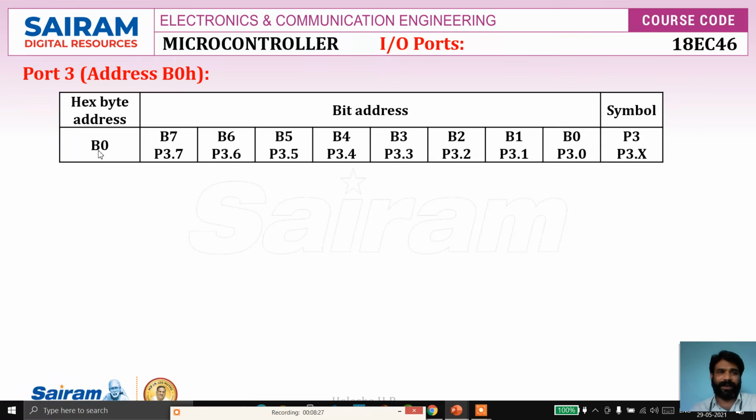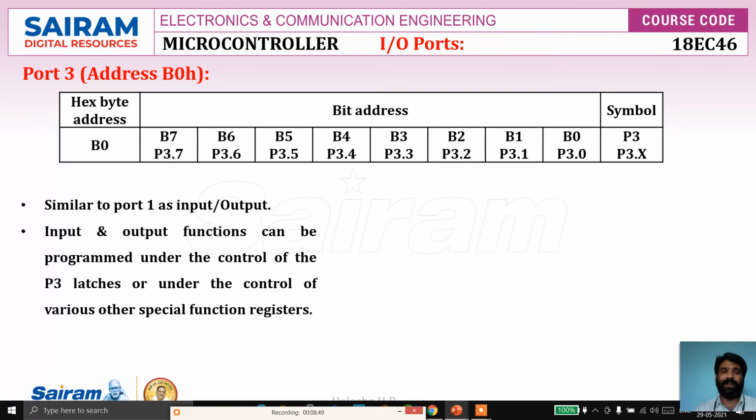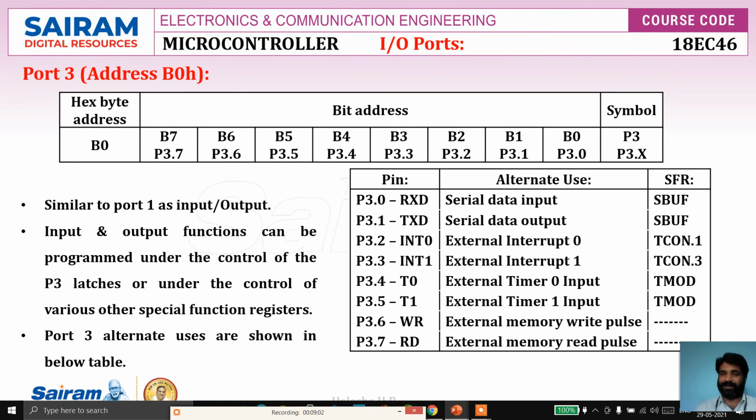This is the byte address, that is B0. These are the bit addresses B0, B1 up to B7, P3.0 to P3.7, so in general P3.x. It is similar to port 1, I mean only one function is used, as in port 1, IO input or output. Input and output functions can be programmed under the control of the port 3 latches or under the control of various other special function registers. And port 3 pins are used for alternate functions as in the table.